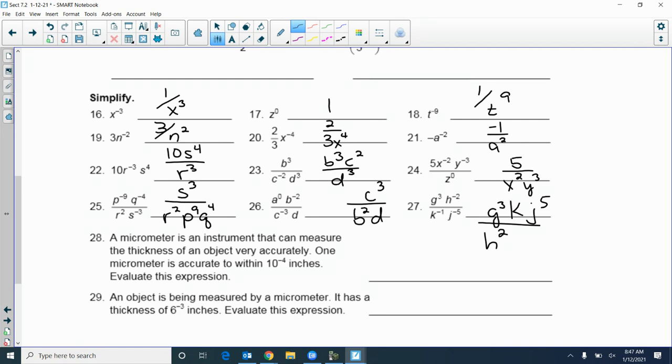G to the 3rd stays where it's at. K to the -1st moves up. J to the -5th moves up. H to the -2nd moves down, becomes H squared. And anytime you move it, it changes the sign. Okay, it changes the sign.